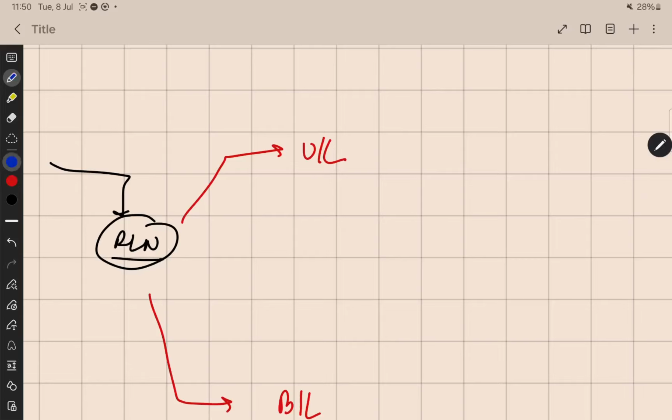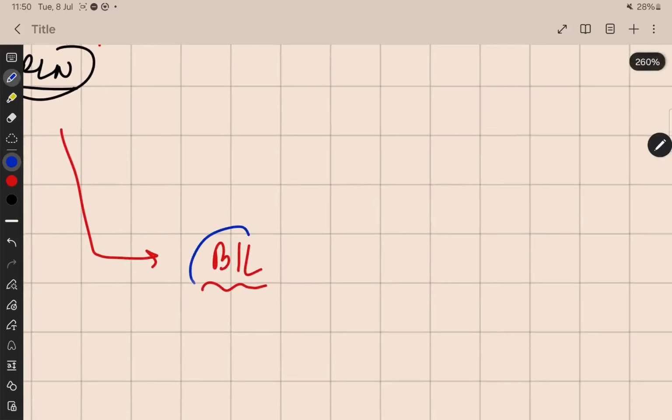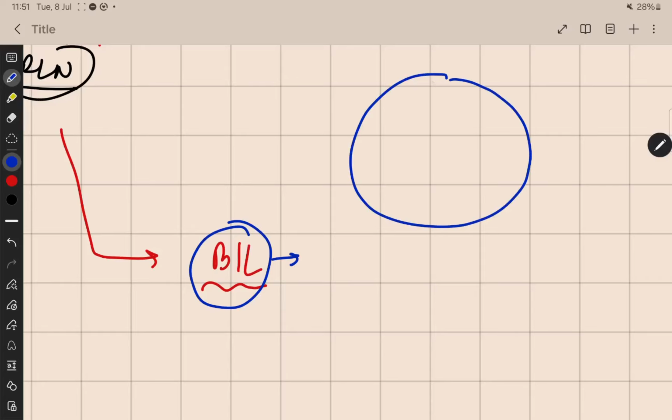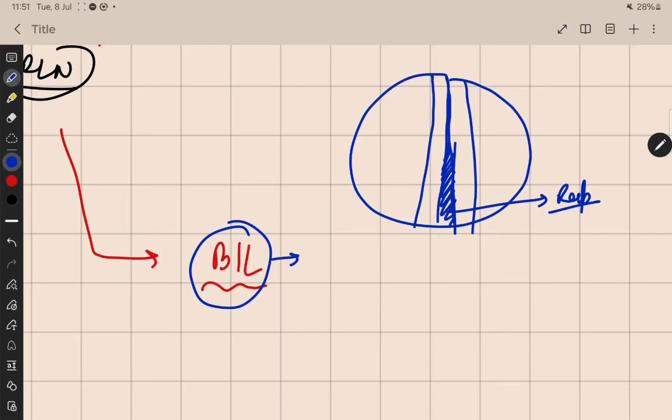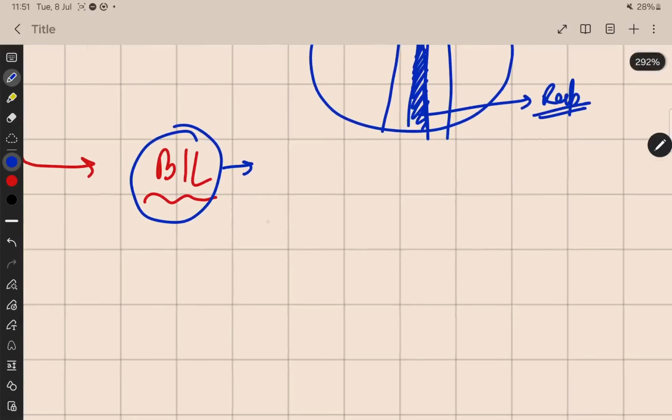So in case of unilateral damage, there can be only symptoms of hoarseness of voice, nothing else. While in case of bilateral, it can lead to disasters, because the vocal cords will come completely adducted like this, and it will cause complete obstruction of the respiratory tract. This will cause severe respiratory distress, which is life-threatening.